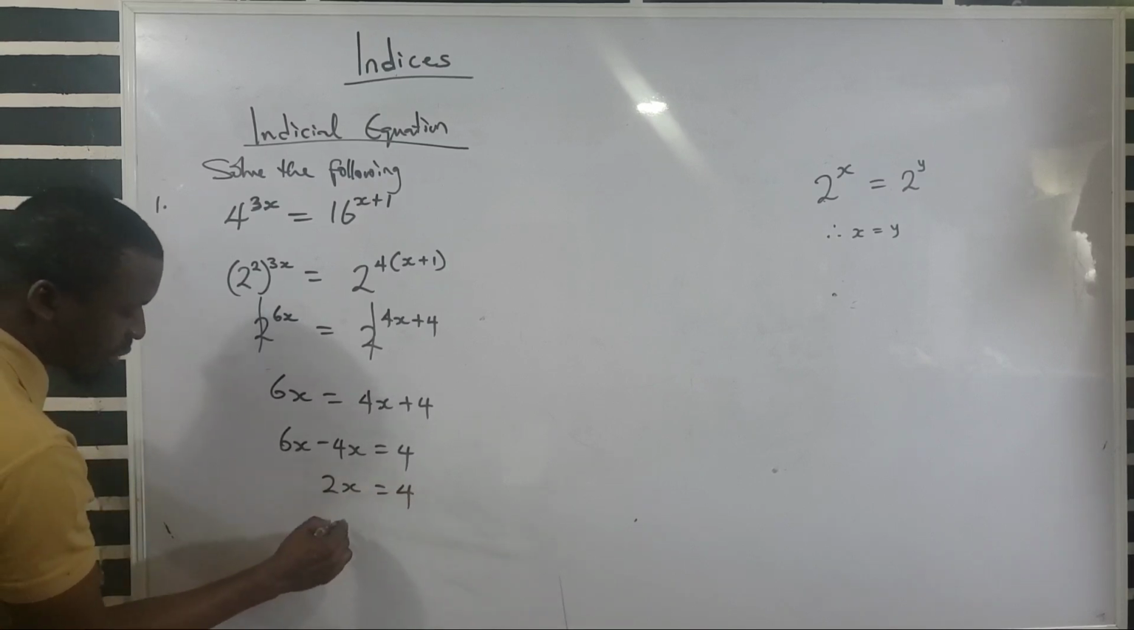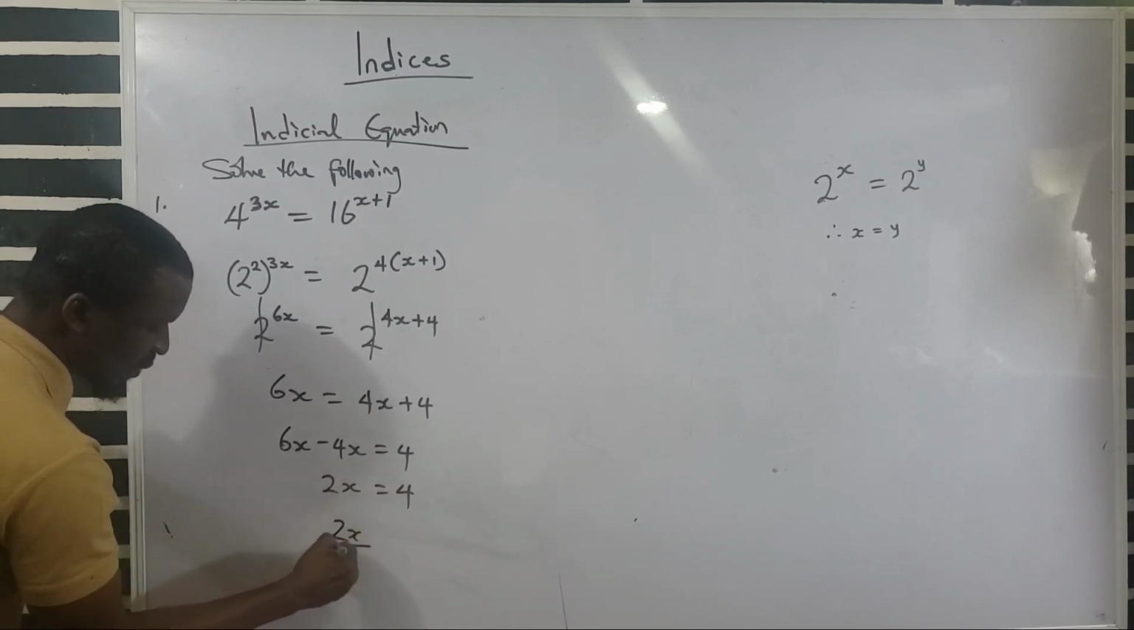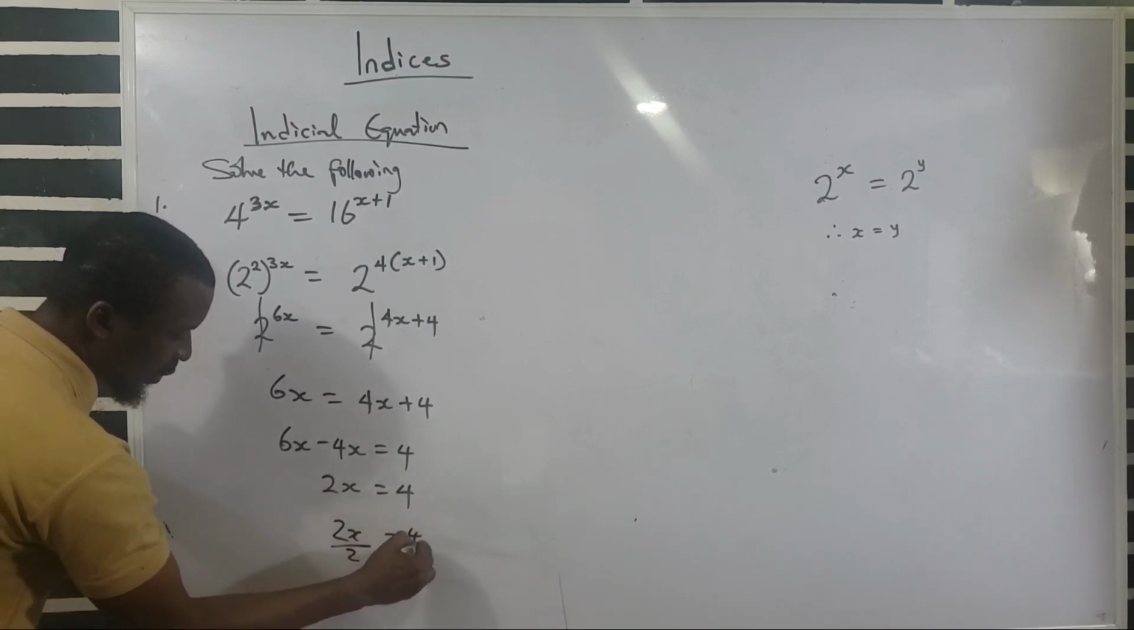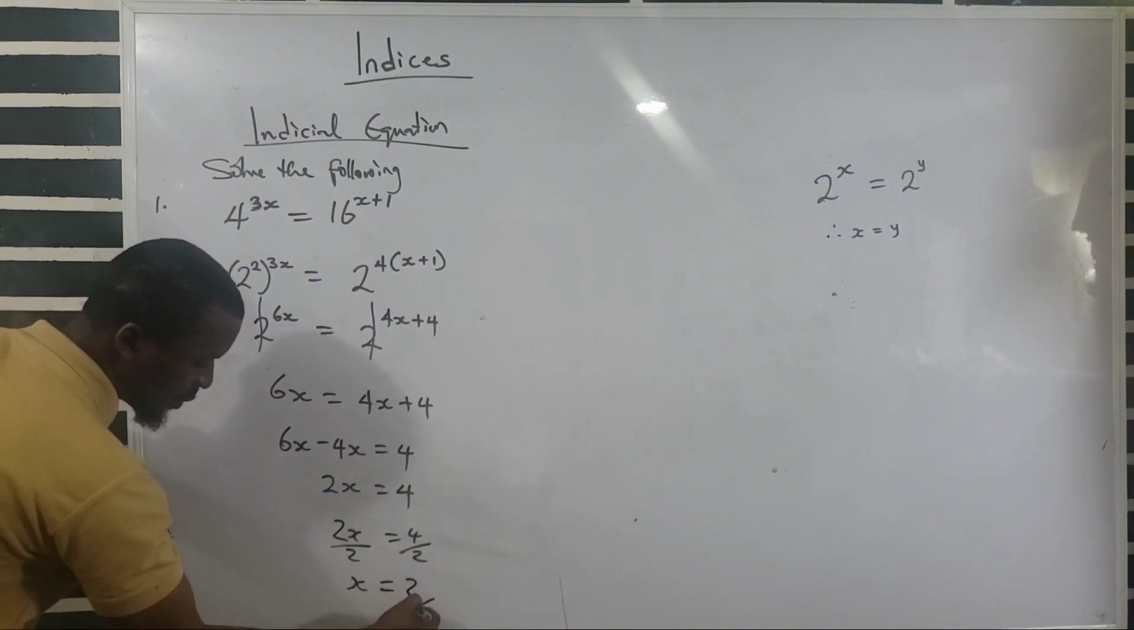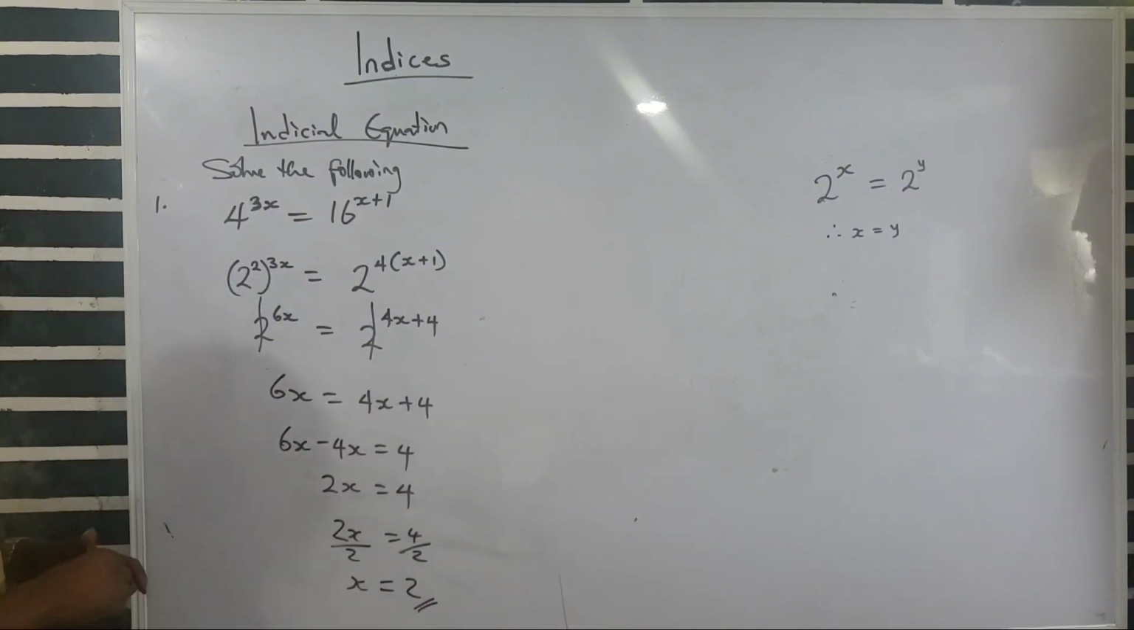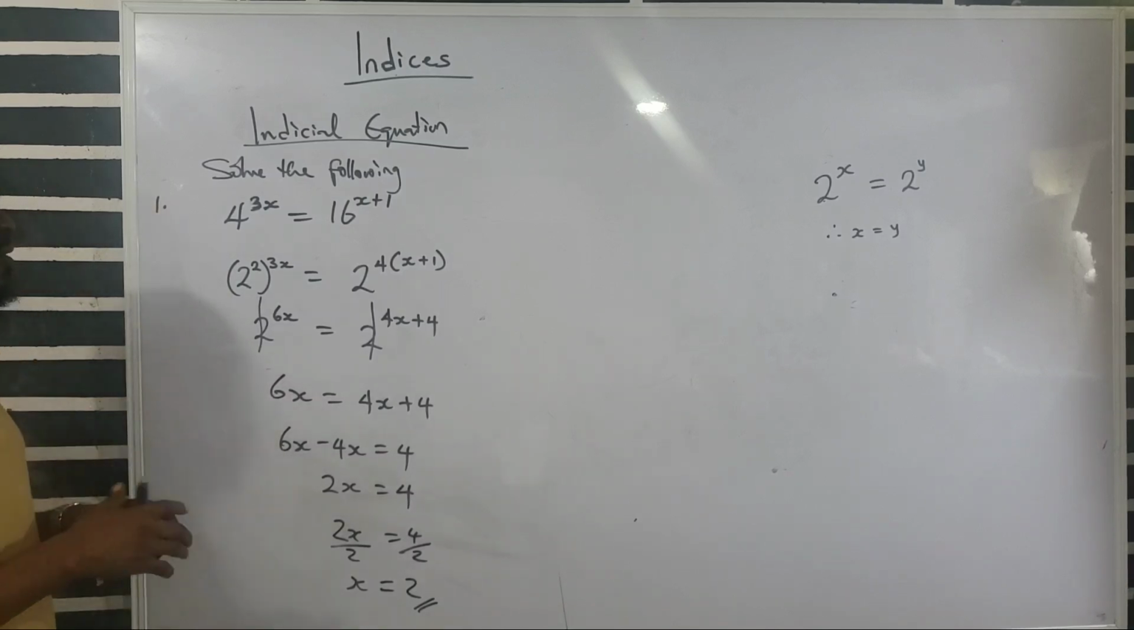Divide both sides by 2. So 2x over 2 equals 4 over 2, x equals 2. So that's how to solve that particular type of problem. It's a very simple one. Okay, let's go over it again.